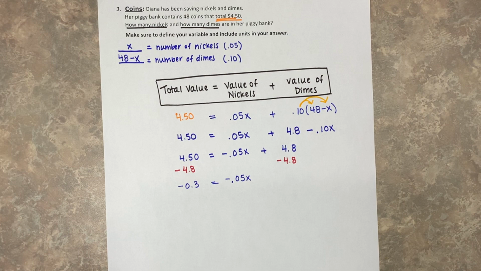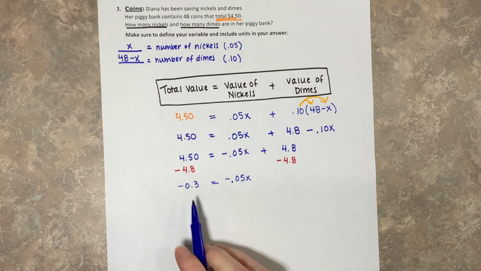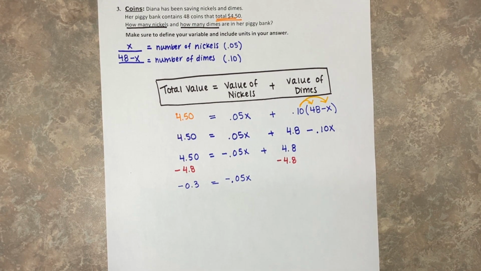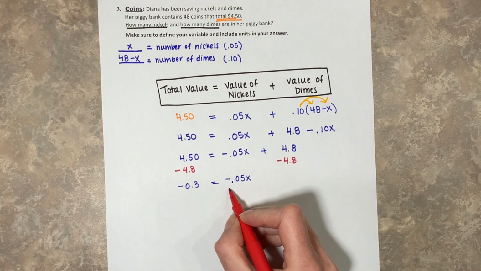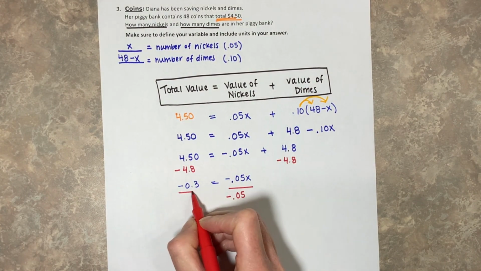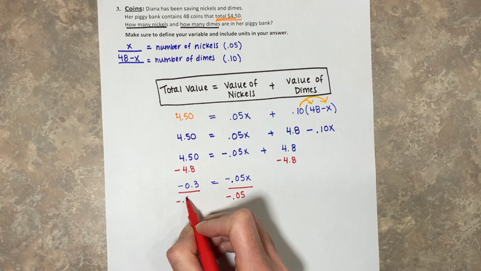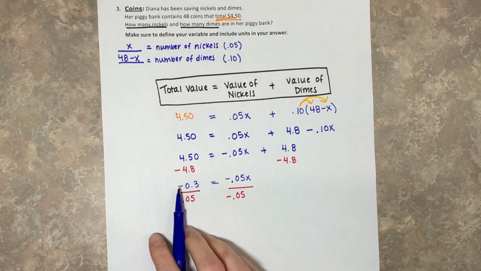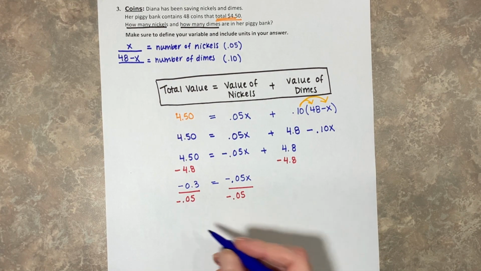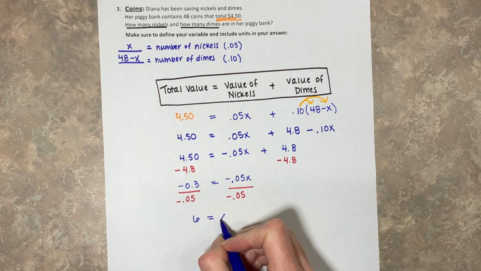Be careful with the decimal placement here. The most common reason students get these problems wrong is because they'll move the decimal place to the wrong position. Now we're almost finished, but to isolate x, let's divide by negative 0.05, and then we have to divide the left side by negative 0.05. So we're taking negative 0.3 divided by negative 0.05, and that gives us 6.